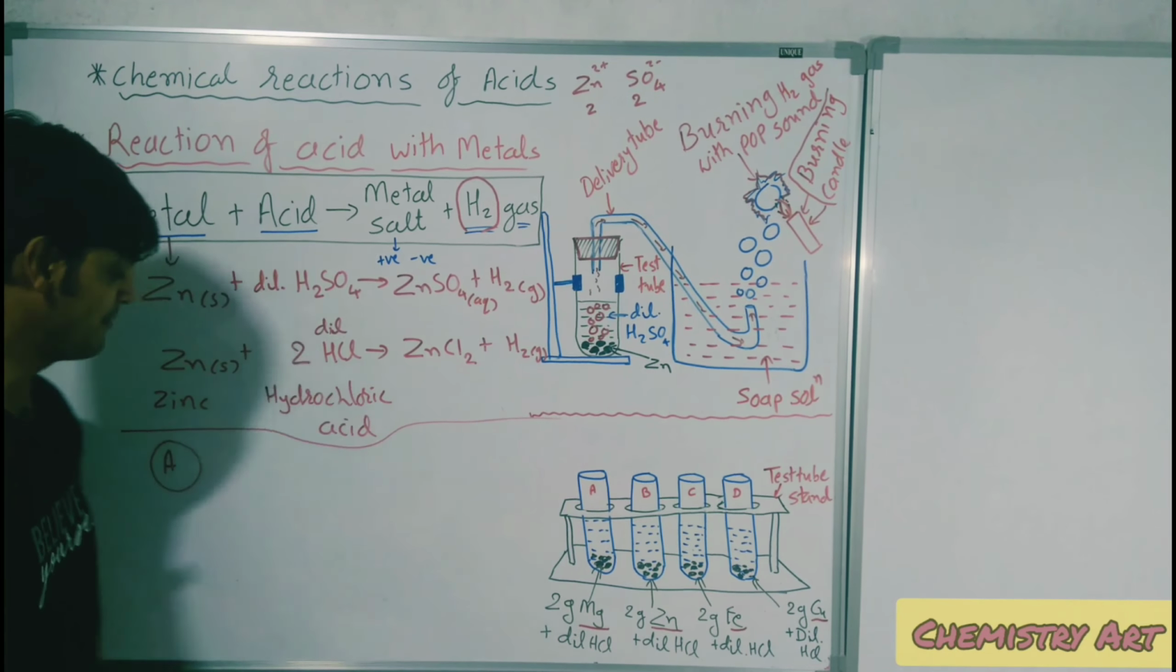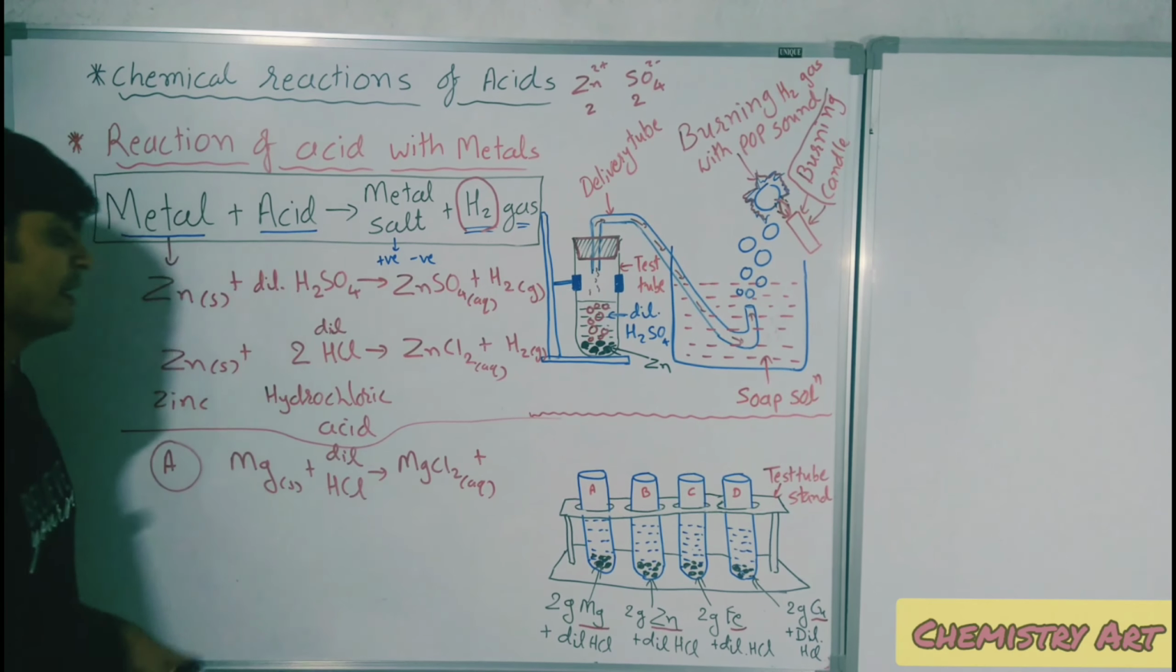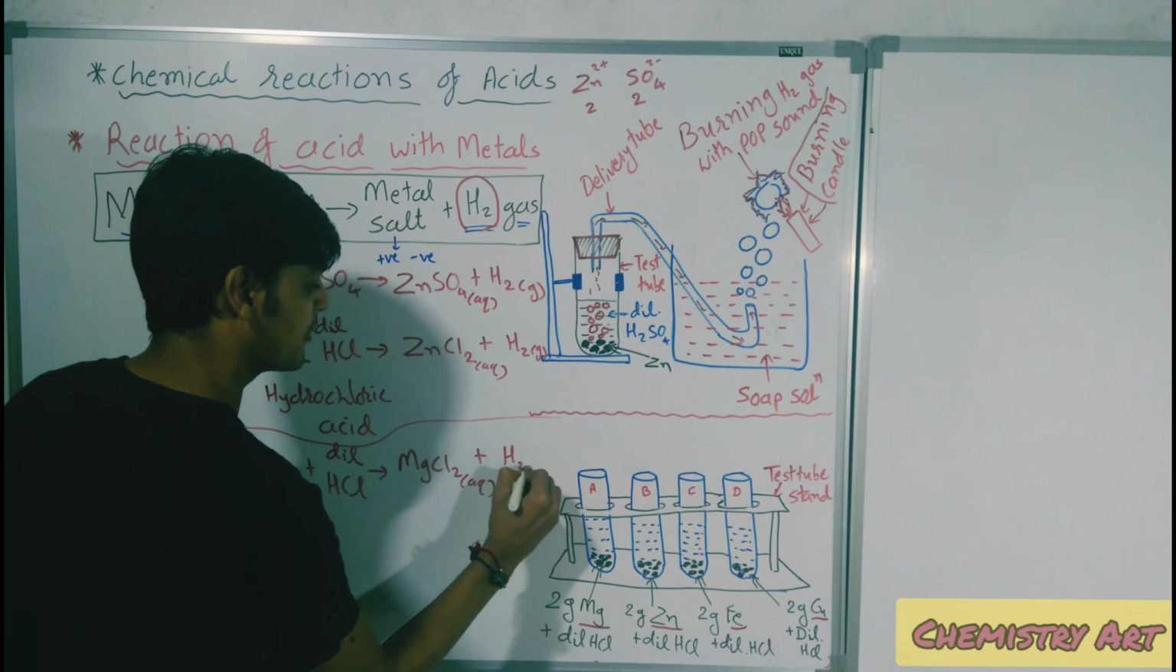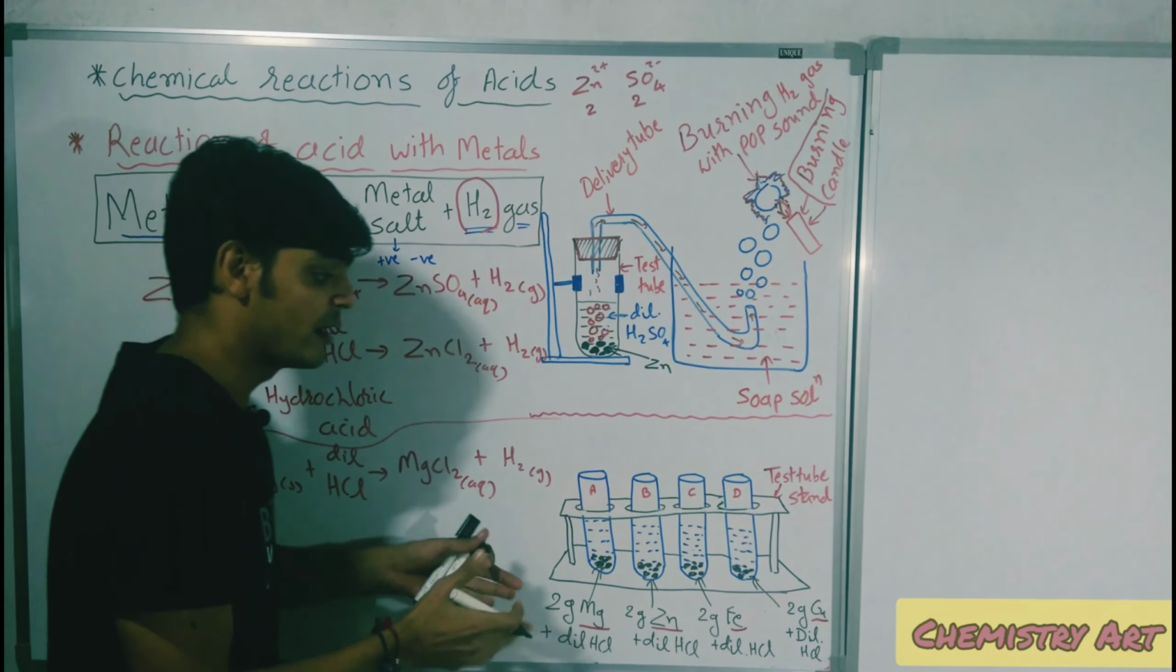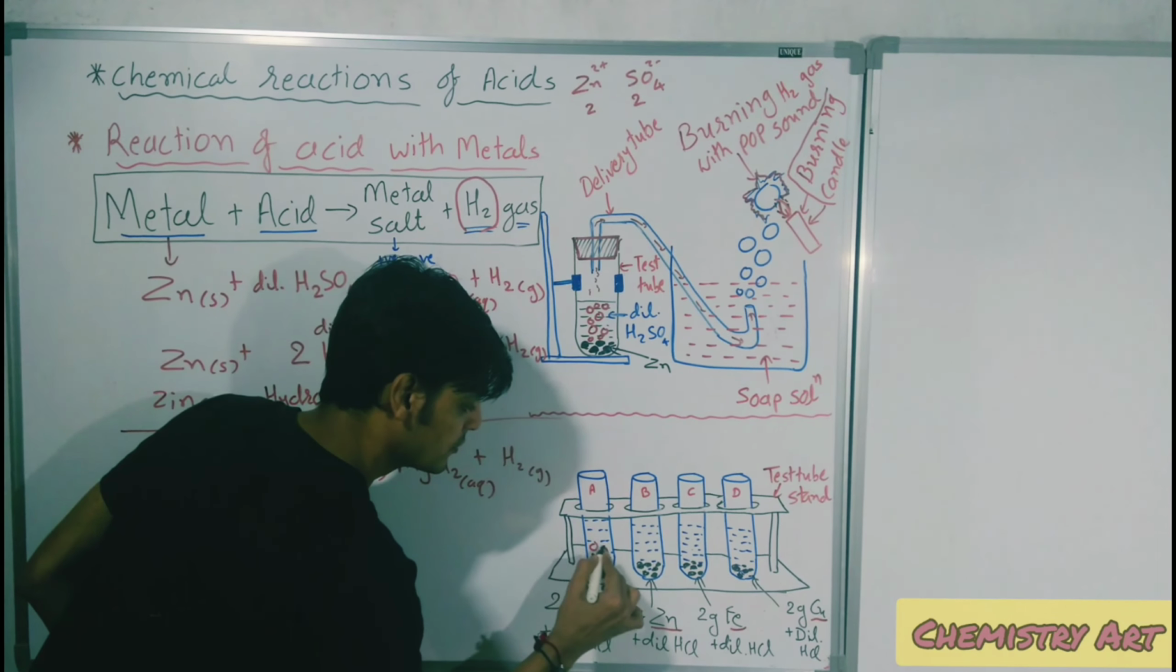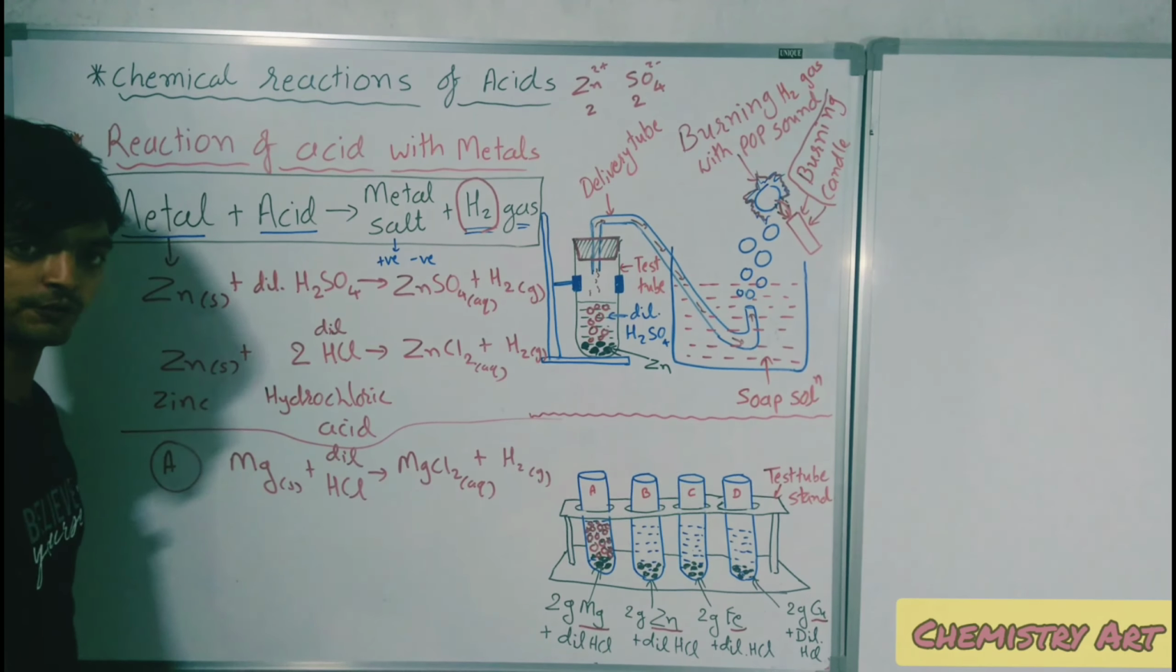What will it form? Salt: magnesium Mg2+, chlorine Cl minus, it will form MgCl2, magnesium chloride. See here, I have not written aqueous; we have to mention the state here also, aqueous will be there. Now hydrogen gas, obviously it will form hydrogen gas. So let me explain the amount of hydrogen gas. See here, as soon as we add the magnesium, so many effervescences are coming out like this.